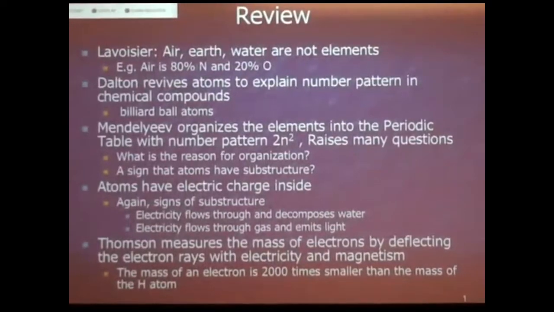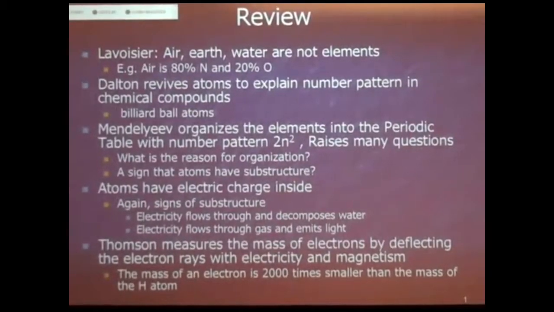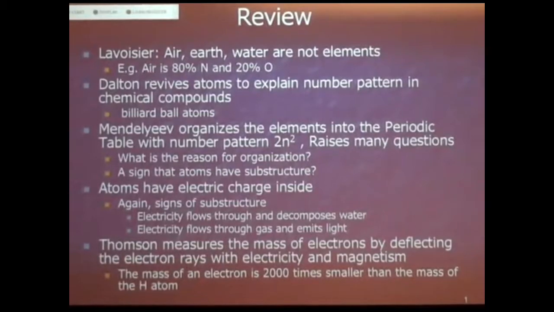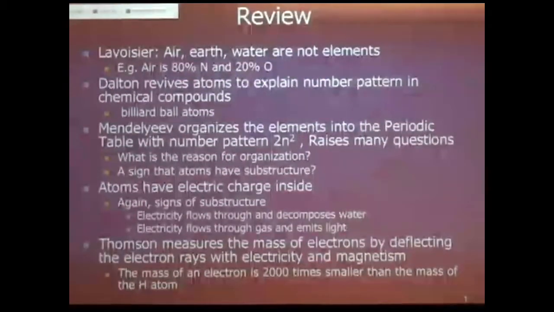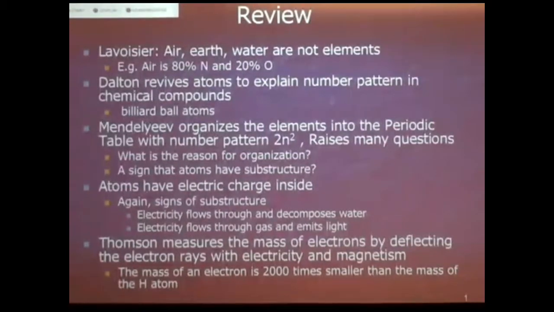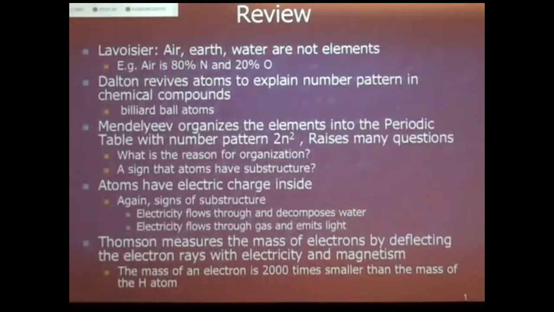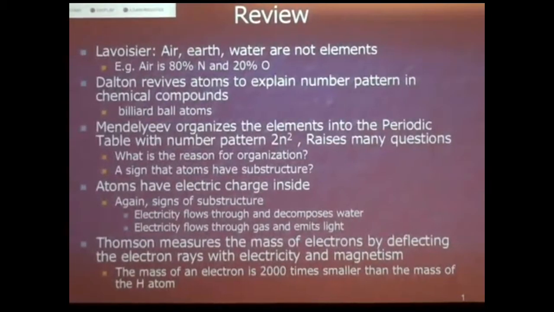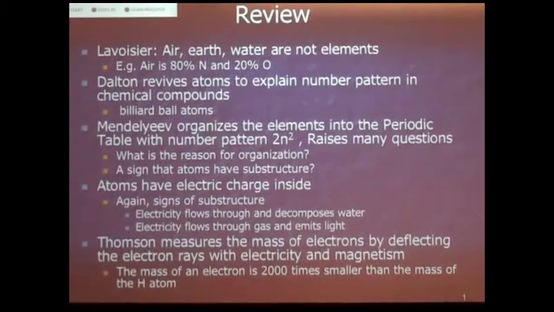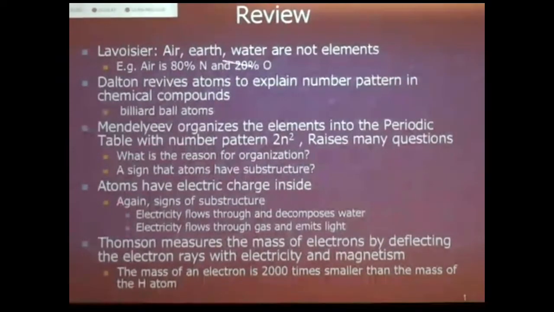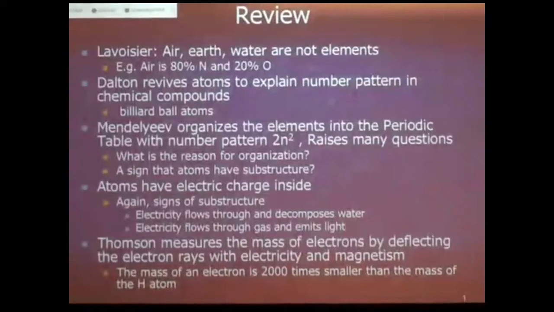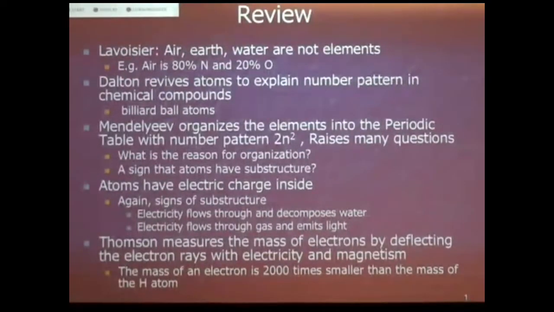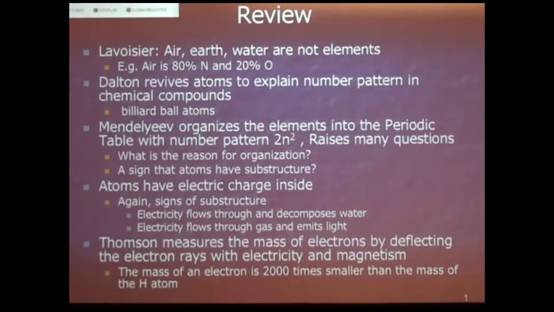Update. So we started with Lavoisier and his proof that air is not an element, and earth and water are not elements. He didn't actually prove that much about fire, but he did try. I won't go into that. Air is not an element. I showed you last time that air is partly oxygen, partly nitrogen. It's important to know what the ratios are. Turns out that air is 80% nitrogen and 20% oxygen.